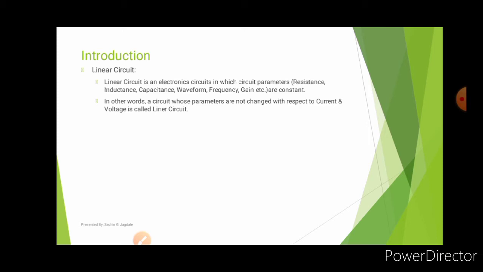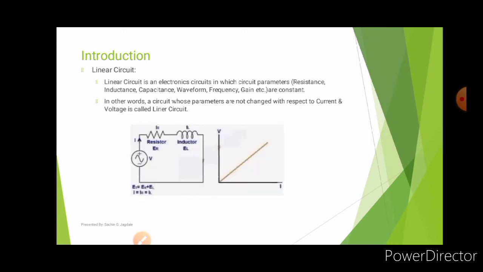Or in other words, a circuit whose parameters are not changed with respect to current and voltage is called a linear circuit. In this circuit, if the voltage changes, the current is also going to change. If the voltage increases, current also increases. If input changes, output is definitely going to change. That circuit is called a linear circuit. As an example, in this circuit, the resistance and inductors are connected with the voltage source, and as per the characteristics, as the voltage increases, current also increases linearly. So this is called a linear circuit.